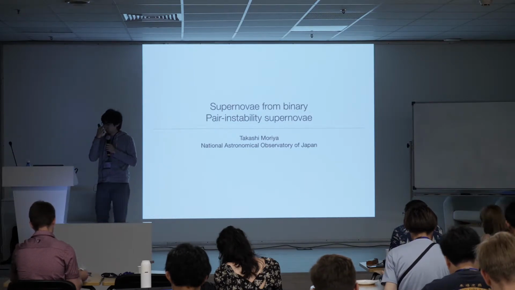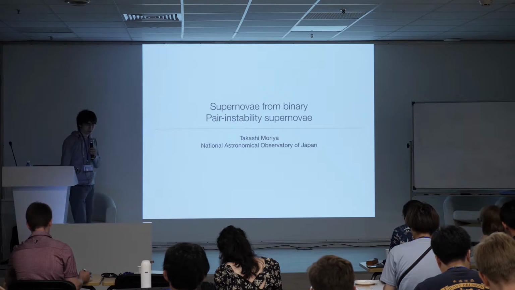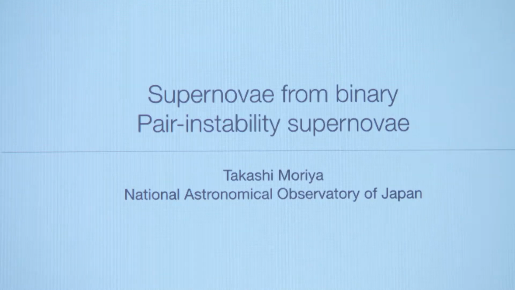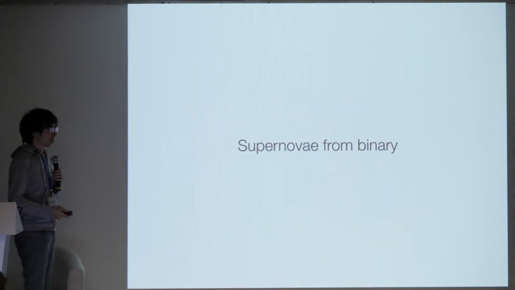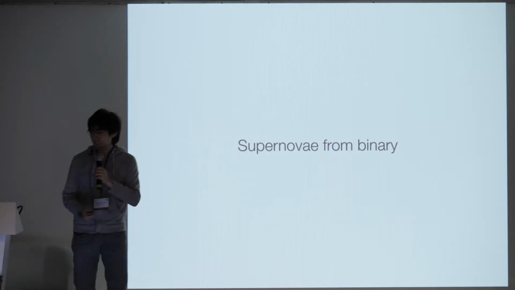So in this lecture, I'm going to talk about supernovae from binary and pair instability supernovae. These two are kind of different topics, so it's divided into half and half. Of course, we don't have much time, so I will go quickly through those topics, especially supernovae from binary. This is a very huge topic, but I will show you some ideas, and I'm not going to go into much detail, but I hope you can get some ideas. So let's start with supernovae from binary.